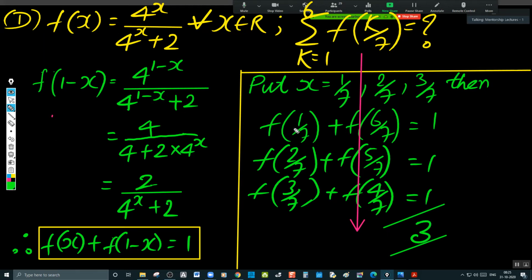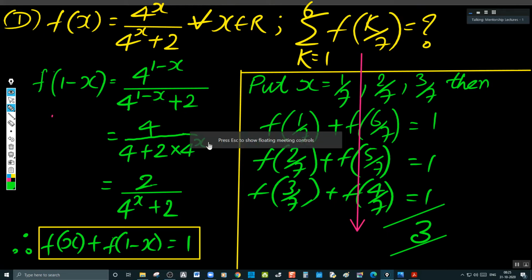That's it, please. This is the answer. It's a standard question. There is no other way to solve this question. No other way except this.